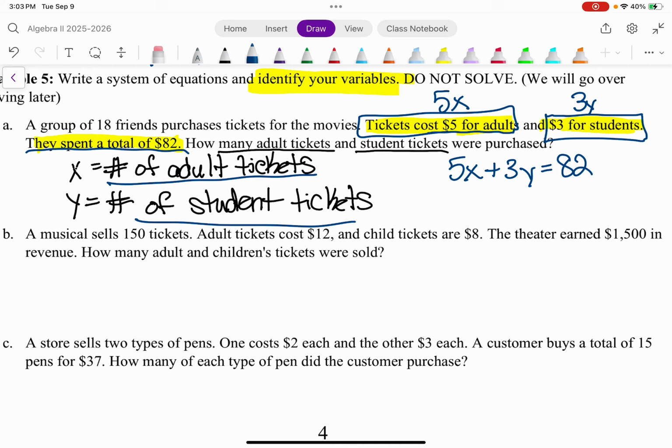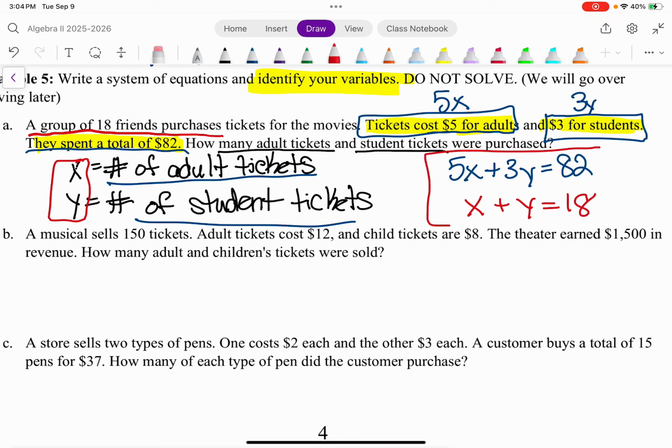Now we only have one equation. A system of equations means you have to have two or more. This one we're going to write two, because the only other information they give us is that a group of 18 friends purchased tickets. So that means the number of adult tickets and the number of student tickets combined will add up to 18, giving us our second equation.